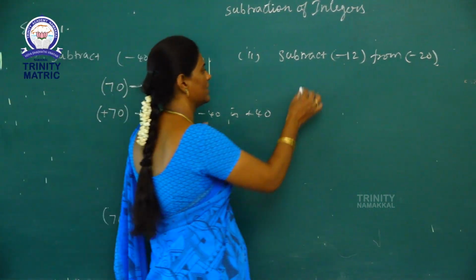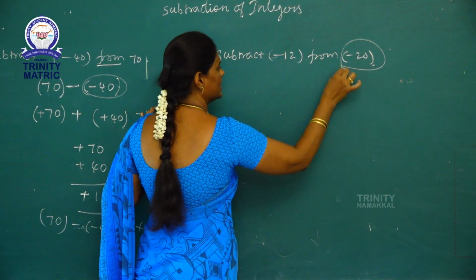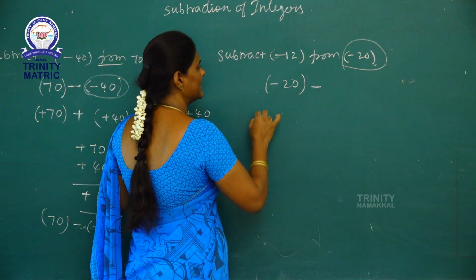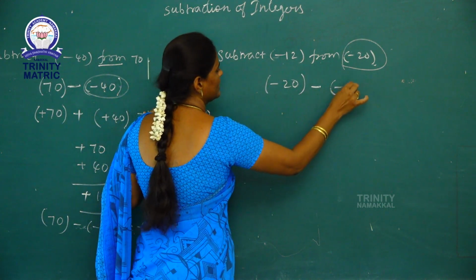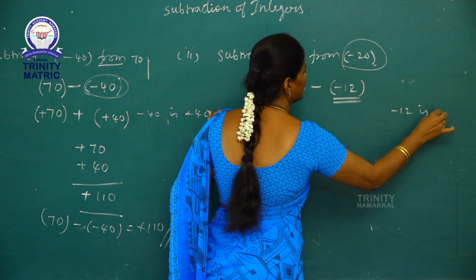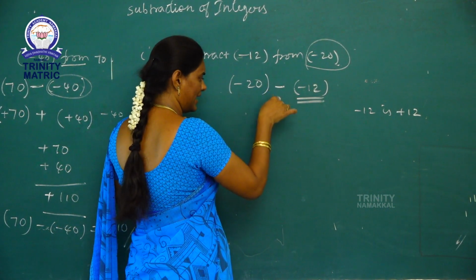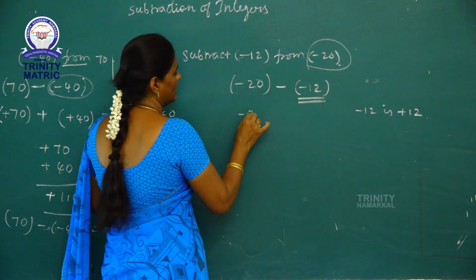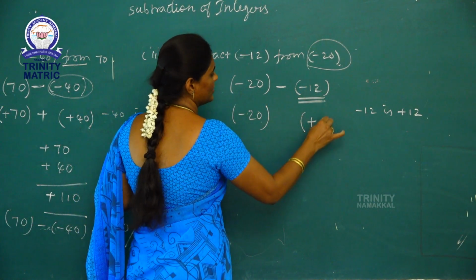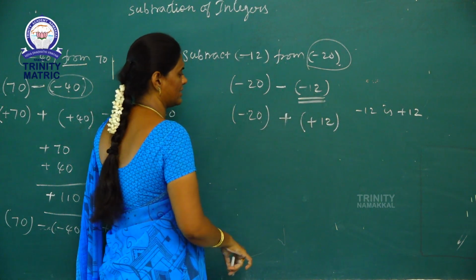See the next sum: subtract minus 12 from minus 20. See here, after "from" what is given, minus 20, that one you write first. Subtract means minus. Here what is the number? Minus 12. Now we take the additive inverse of minus 12, which is plus 12. This minus sign automatically changes to plus sign. So minus 20 you write as it is. When we take the additive inverse, this sign changes to plus.